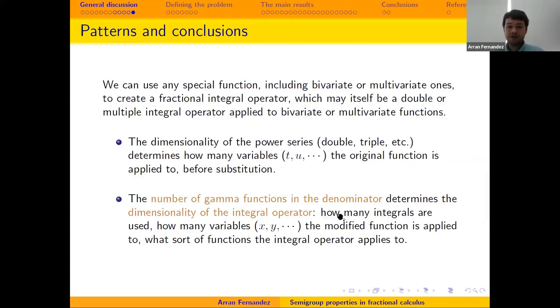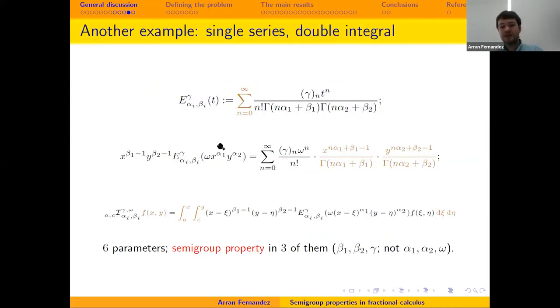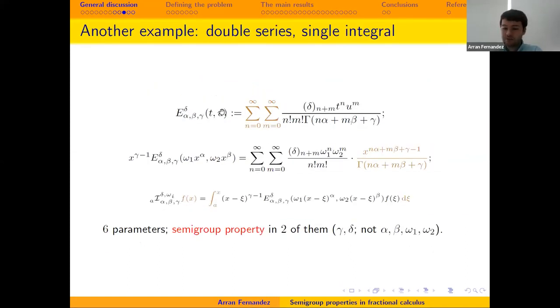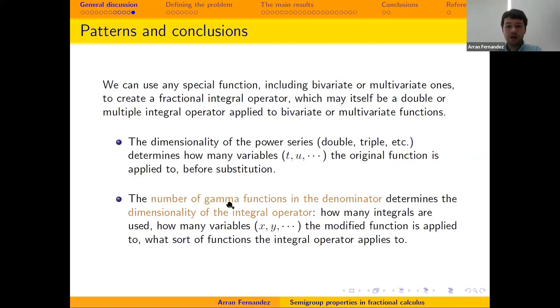And that determines how many integrals are used, how many variables the modified function is applied to. So we start from t and we go to xy. We can start from pu and go to x. The number of variables in the modified function corresponds to the number of integrals, and what sort of functions the integral operator applies to: f of x, f of xy, whatever. Okay, so now I've explained the multi-dimensional part of the title.